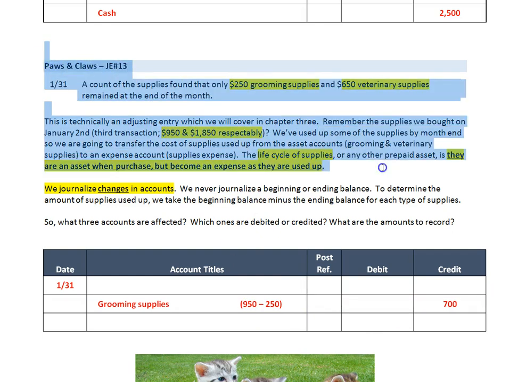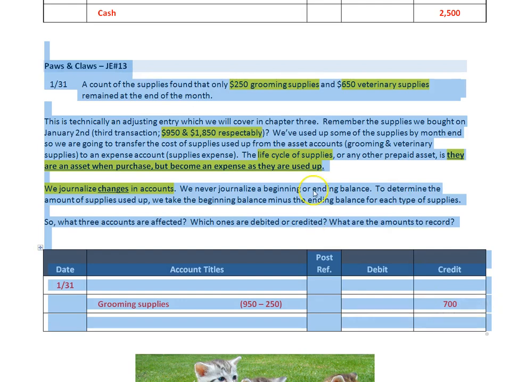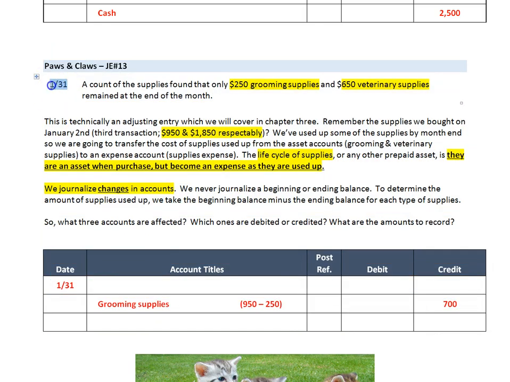This is technically an adjusting entry, which we're going to see in Chapter 3. So this is just one entry we've thrown in there to try to get you started thinking about adjusting entries. But it's technically an adjusting entry, which we'll cover more of in Chapter 3 because it occurs at the end of the month and is trying to get the books right as of the end of the month.